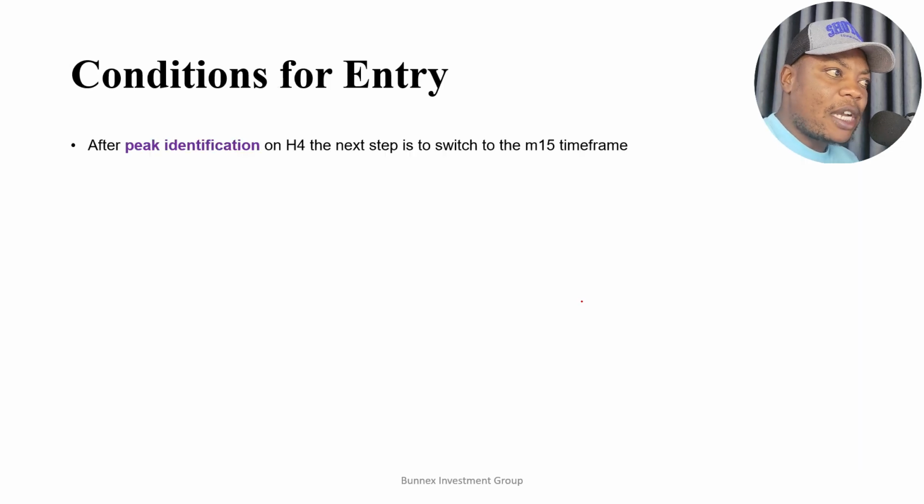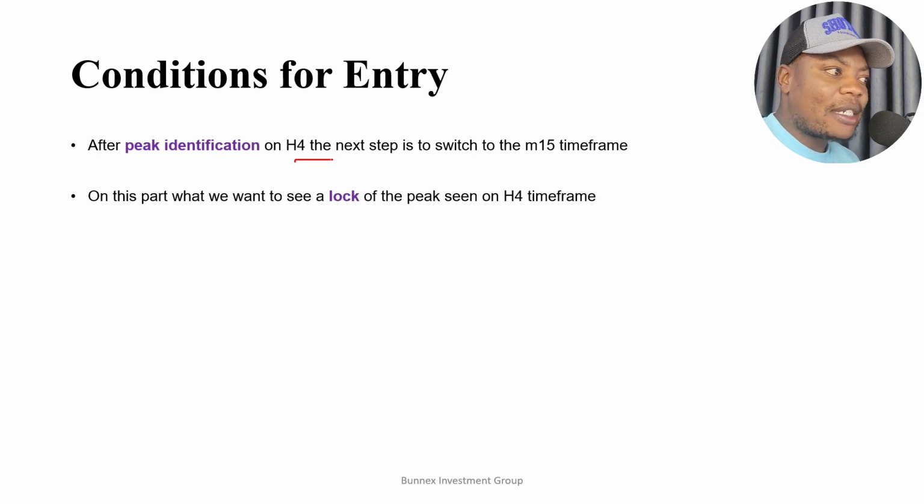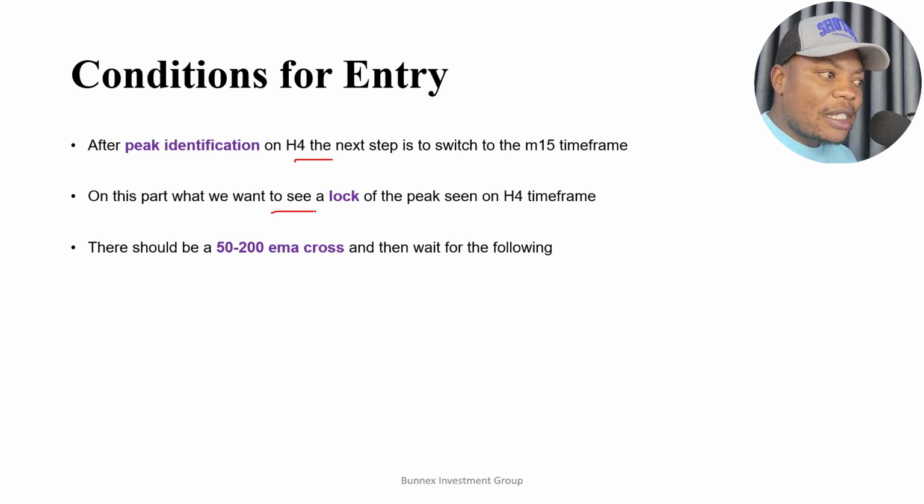Then the next step, after peak identification on H4, is to switch to the M15 time frame. If you go to the M15 time frame, we are now getting ready to enter the market. On this part, what we want to see is a lock of the peak on the H4 time frame. Of course, on the H4 you have seen and marked a peak, but now on the M15 time frame we want to see that peak lock, right? So how does a peak lock?